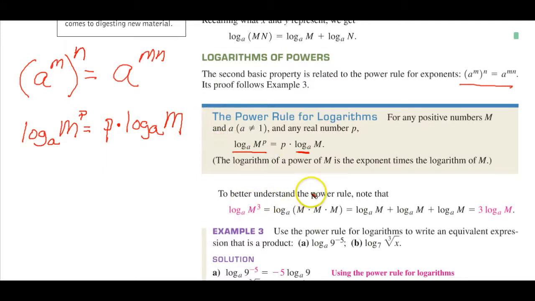All right, to better understand the power rule, note that here we have this. What does that mean? Well, this m is used 3 times. So that's where that 3 out in front comes from. So it could be written this way as well. And some of this will be used later in the booklet, the additional examples, and of course in your practice and quiz-mes.